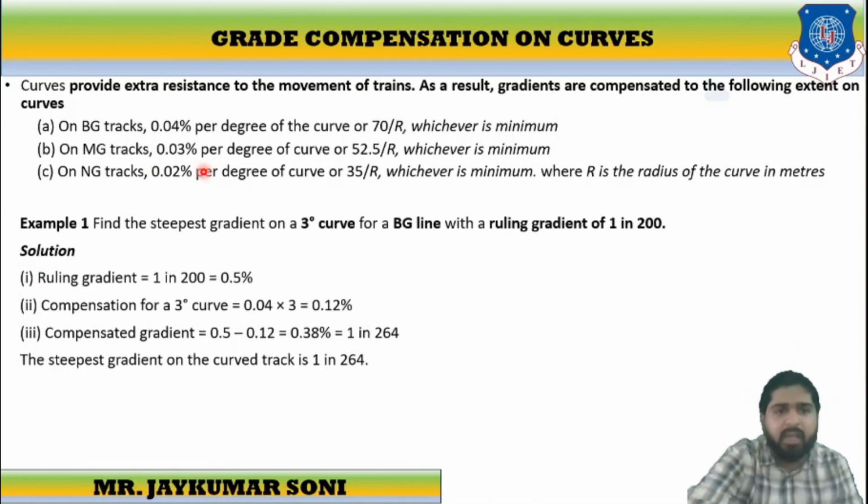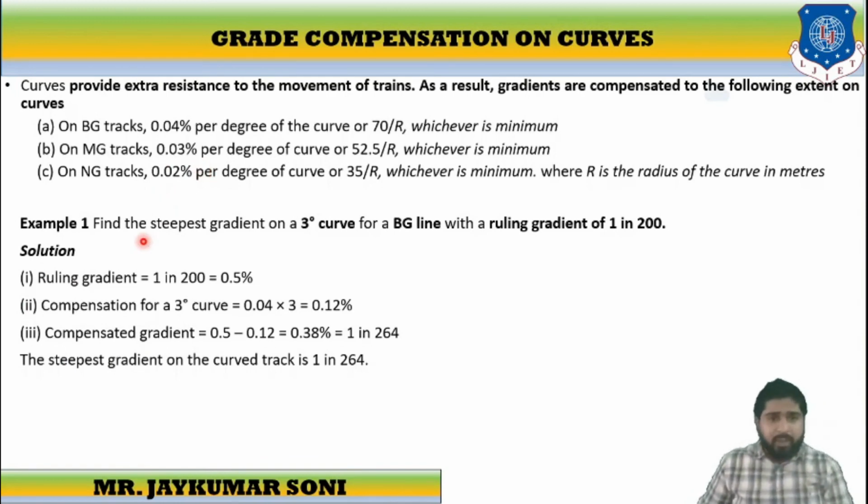Let us discuss it with the help of an example. What we have been given is: find the steepest gradient on a 3-degree curve, a broad gauge line is given, and the ruling gradient is given. Broad gauge is given, so we will consider 0.04 as the minimum. The 3-degree curve is given, and the ruling gradient is 1 in 200. First is the ruling gradient, which is 1 in 200. If we convert it to percentage, it will be 0.5. We have already learned this in highway geometric design. You just have to convert this to percentage with respect to 100. Now 3 degrees is given.